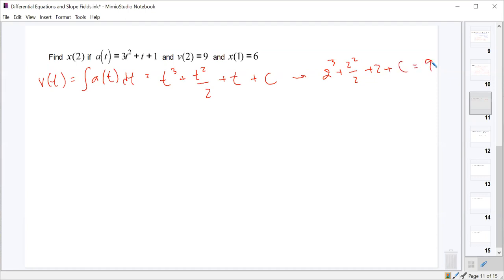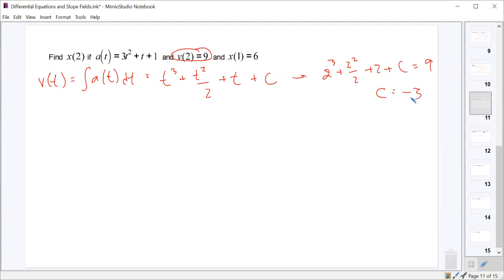So that's what I was saying, is we'll first use this to figure out what that c is. And then we won't have to worry about a constant times x when we integrate it a second time. It'll just be whatever the actual constant is. Does that make sense now? Yeah. Okay, cool. So this is 8 plus 2 plus 2. That's 12 plus c equals 9. So what is our c value?